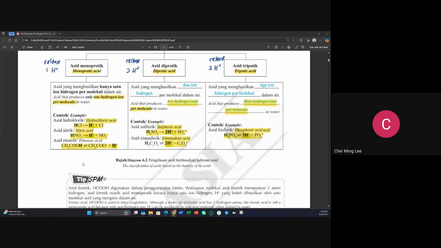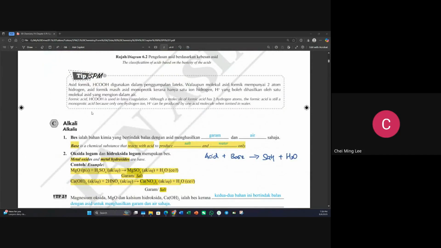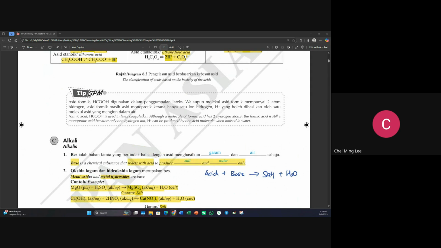Formic acid is used in latex coagulation. Although a molecule of formic acid has two hydrogen atoms, it is still a monoprotic acid, because only one hydrogen ion can be produced by one acid molecule when ionized in water. When dissolved in water, one of the hydrogen atoms is strongly bonded, and only the other one is released.